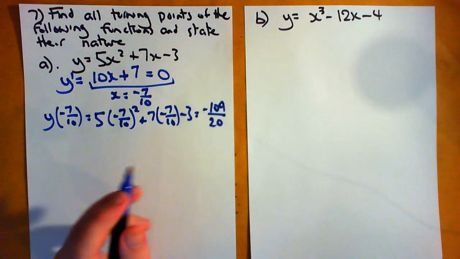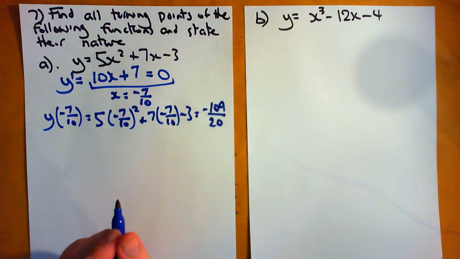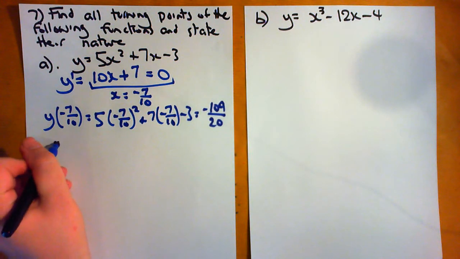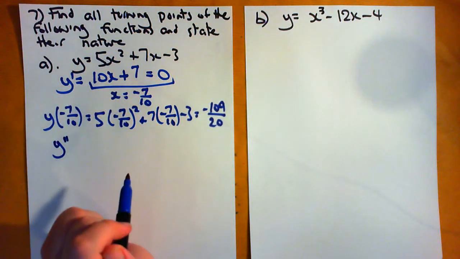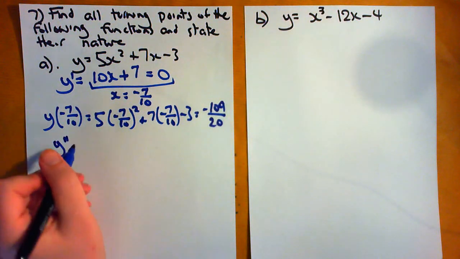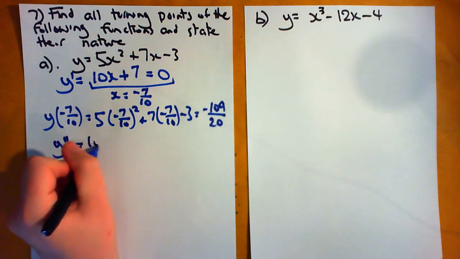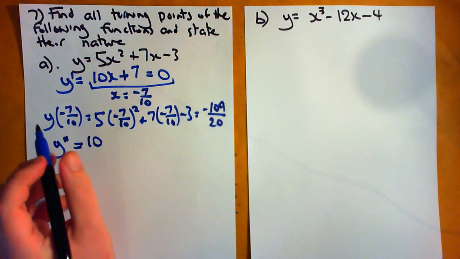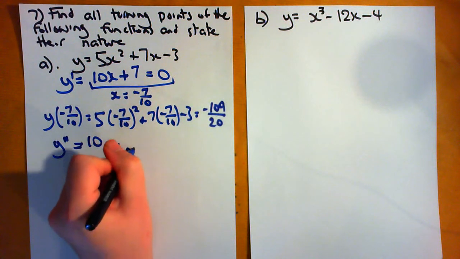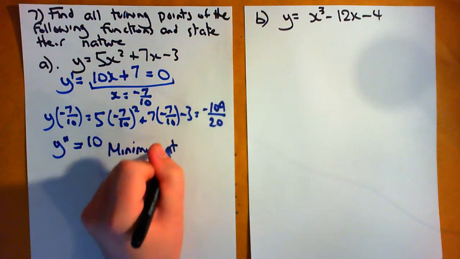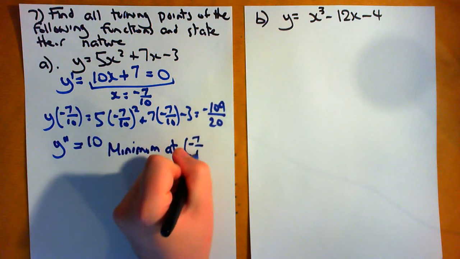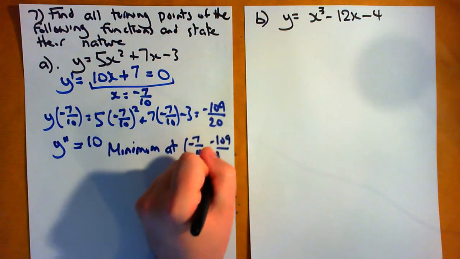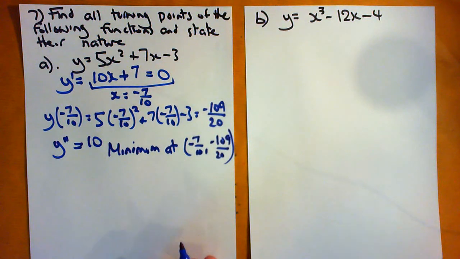Okay, so to work out whether it's a maximum or minimum, we don't know which it is yet, we need the second derivative. So the first derivative was 10x plus 7. Differentiating that gives us 10. So we get a positive answer from the second derivative, which tells us it's a minimum at the point x was negative 7/10, y was negative 109/20. So that's the turning point for 5x squared plus 7x minus 3.